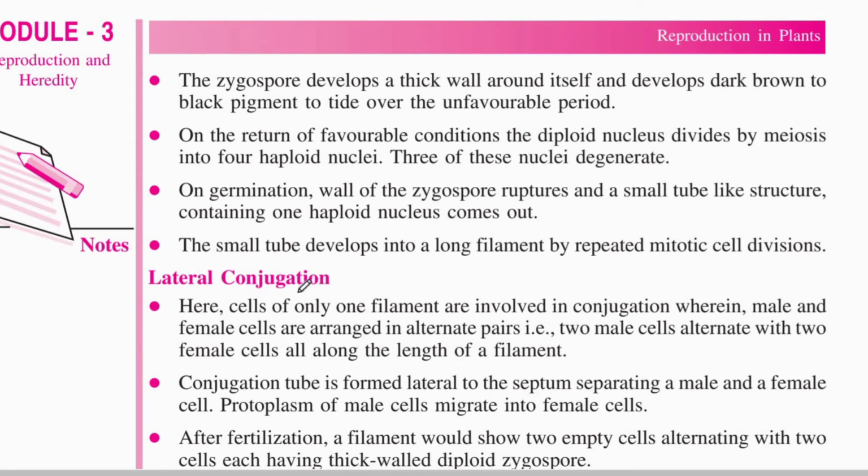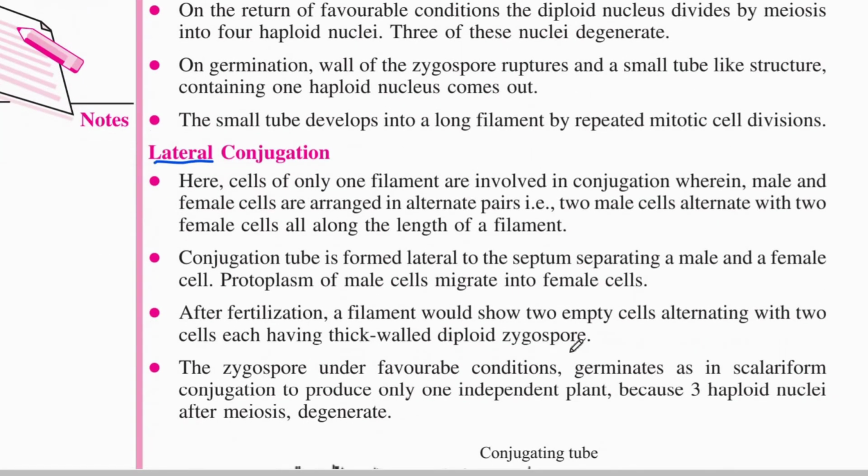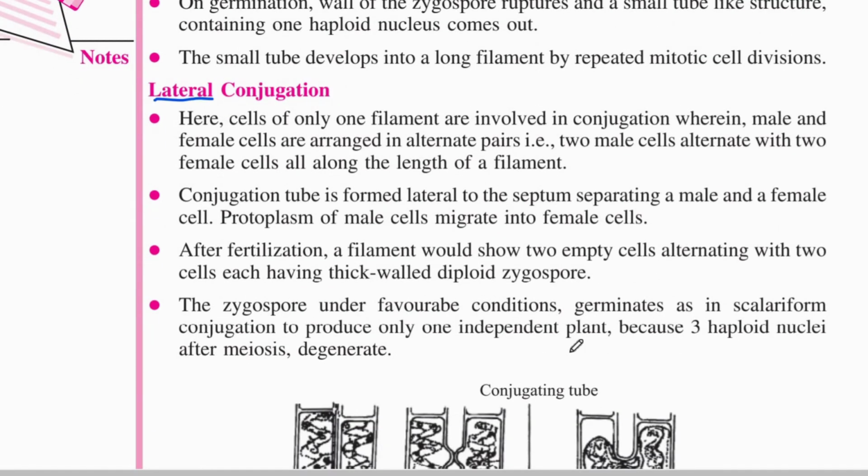So now coming to the second type of conjugation, and it is lateral conjugation. Here the cells of only one filament are involved in conjugation, wherein male and female cells are arranged in alternate pairs. That means two male cells alternate with two female cells along the length of the filament. They will align to each other, and there is no ladder-like structure formation here. And the conjugation tube is formed lateral to the septum, separating a male and a female cell.